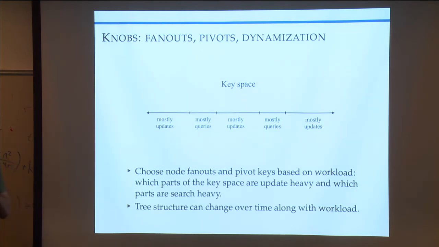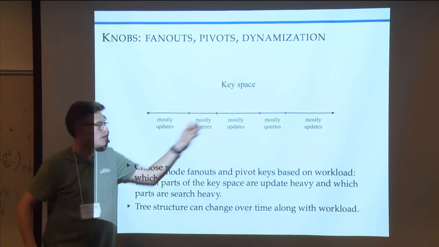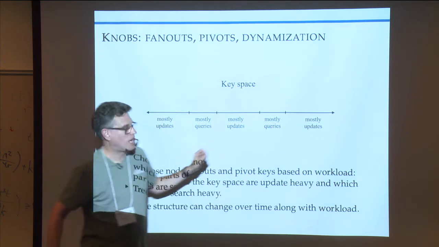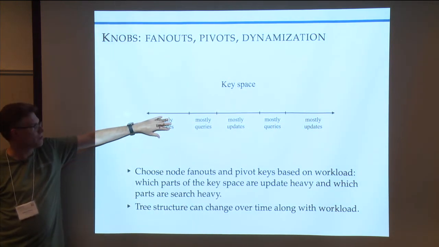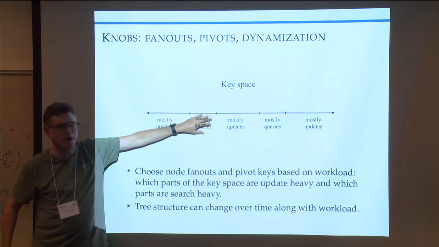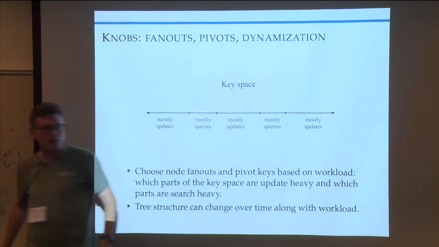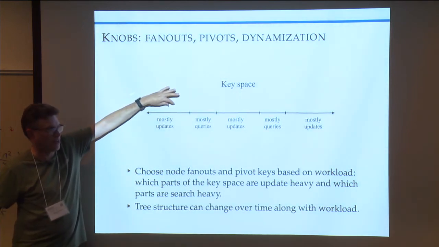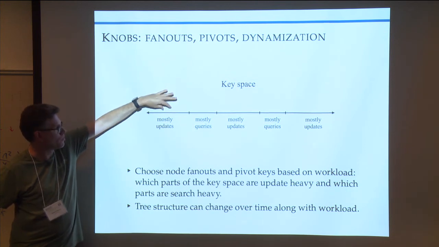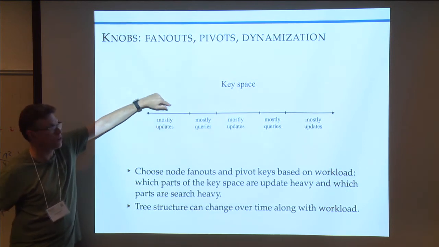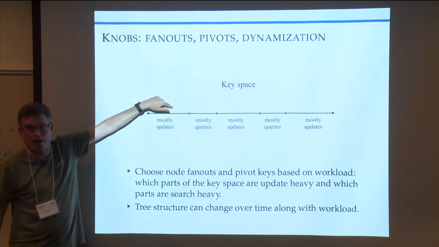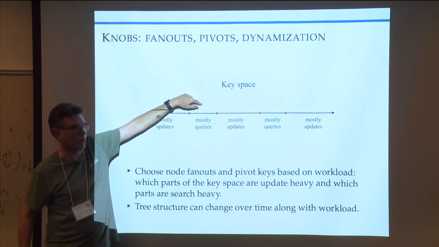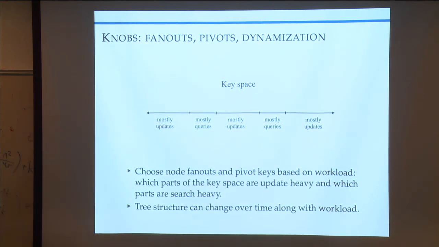It's nicer this way. Okay, so I just wanted to put in a different picture that's saying the same thing. This is a picture showing a key space from -infinity to infinity. You could have part of the key space where most of what you're doing is updating, another part where most of what you're doing is querying, and another part where it's mostly updating and so forth. In your data structure, you have different nodes in the tree representing different parts of the key space. In a part here, you'd like to have your nodes have small fan out. In a part here, you'd like them to have larger fan out. I just wanted to say the same thing with this picture.